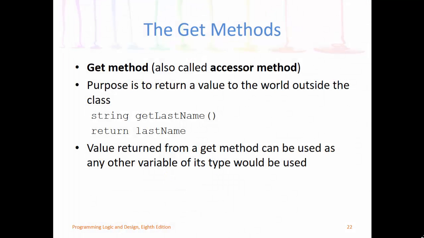Get methods are also called accessor methods because they access the data within the fields. The purpose is to return a value to the outside world. Notice in this particular pseudocode that it's not void and it does return last name. Okay, so that value is returned back to the program where this method is called. So the value returned from this get method is usually assigned to a variable of the particular data type, in this case, string.